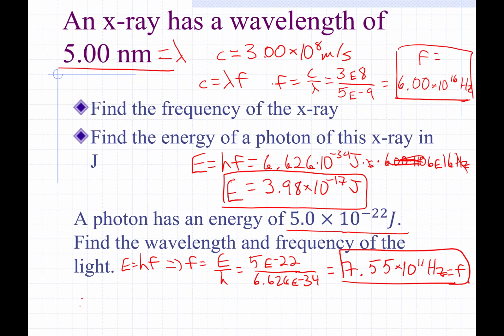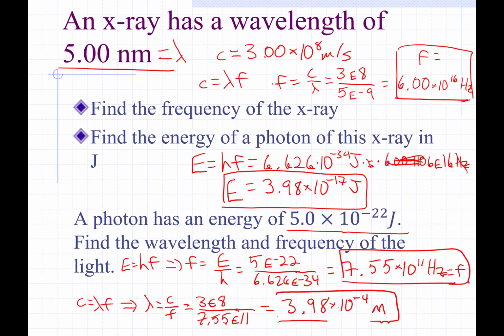And to find the wavelength, c equals lambda f. So that implies that lambda equals c over f, which is equal to 3 times 10 to the 8 divided by 7.55 times 10 to the 11. Plug that in. We get 3.98 times 10 to the minus 4 meters. That's that. Basic calculations for light.